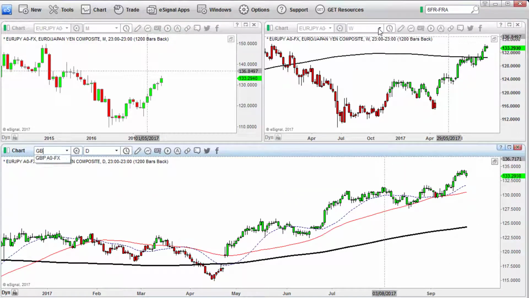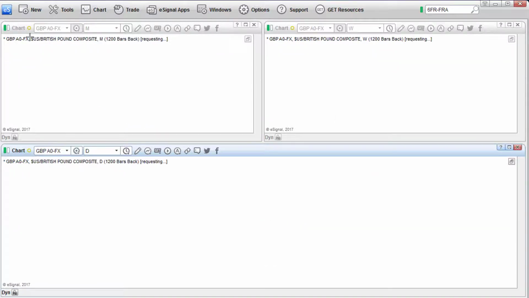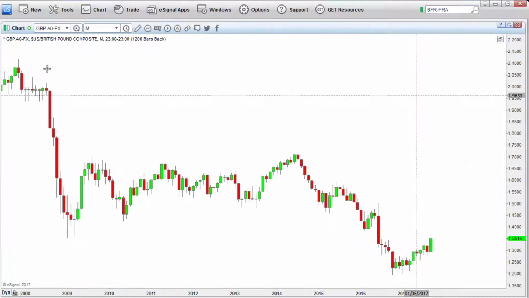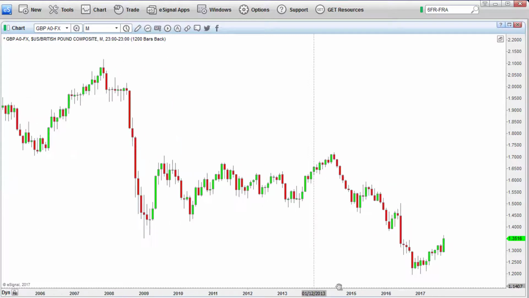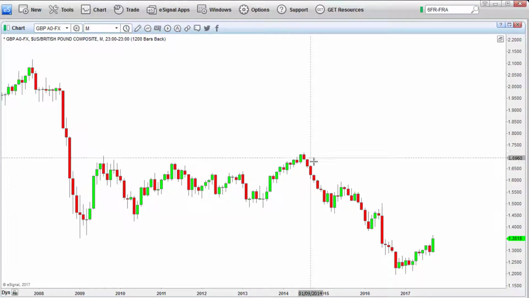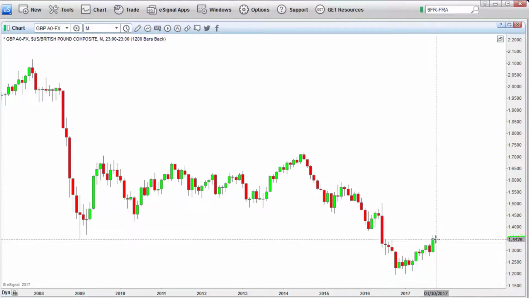The last one we have is the pound against the US dollar. Now the pound is showing signs of strength over the US dollar. Previously we had this huge decline, then since then price has been going into a period of consolidation. Now it's starting to head upwards.